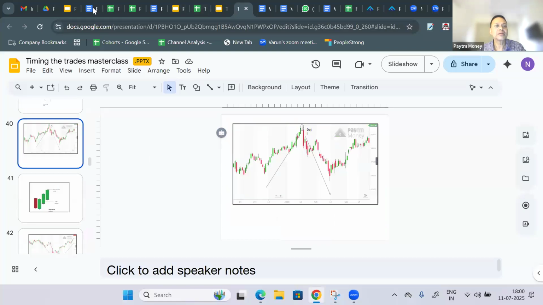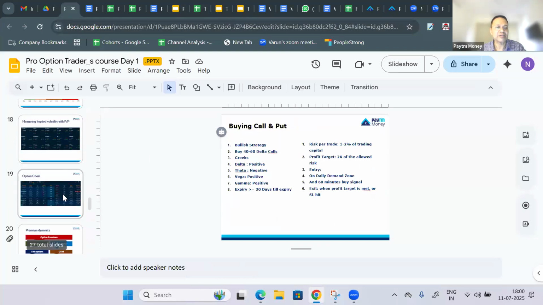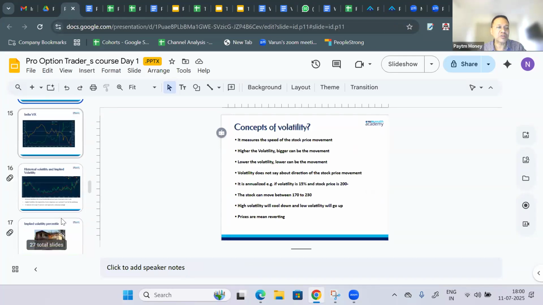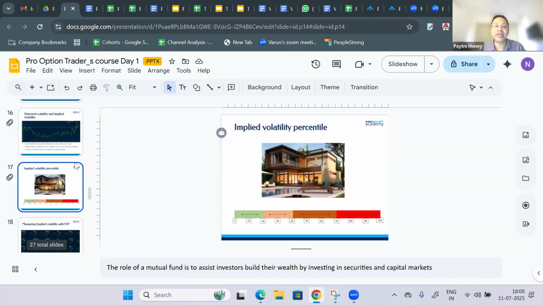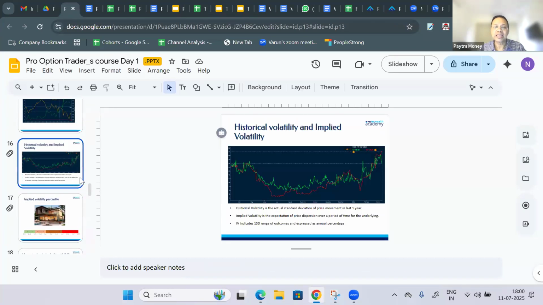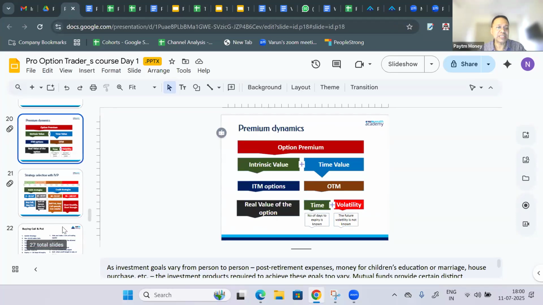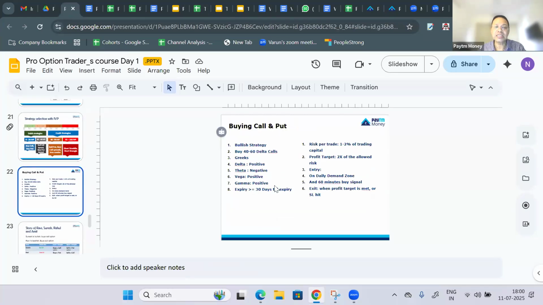I have taken out my slide also. I wanted to cover a very important concept today that is called IVP, that is, implied volatility percentile. Now, in option trading, this is one of the most important concepts. What is called IVP, implied volatility percentile.